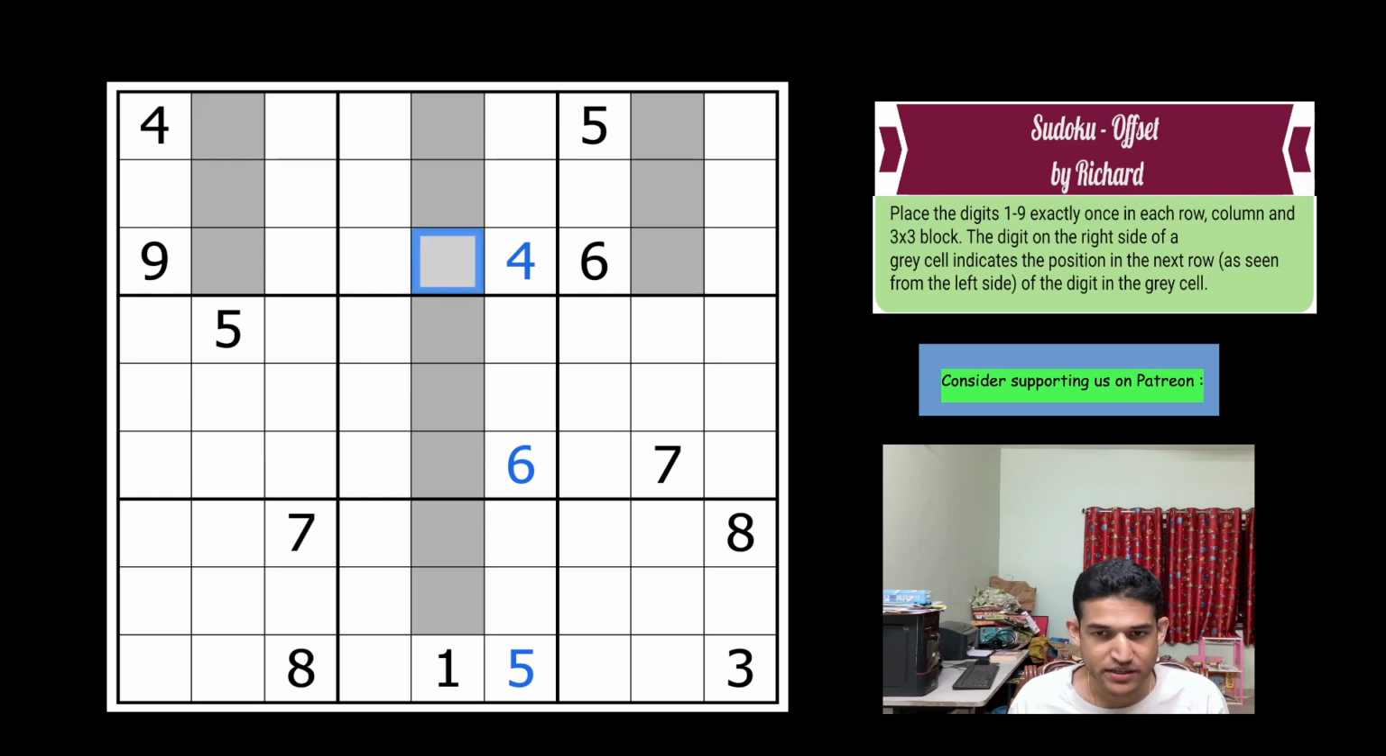So now let's do some Sudoku. This cell right here, let's color it. Whatever goes here has to be in the 4th cell from the left in the next row. So yellows are equal. And similarly, this cell right here, let's color it maybe this color, will be the 6th cell in the next row. So these are equal and these are equal. Okay.